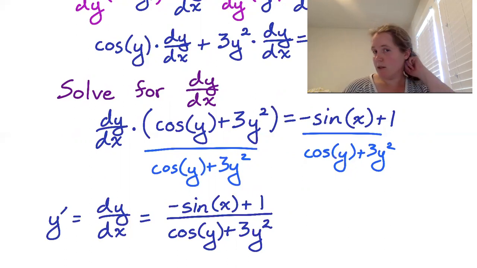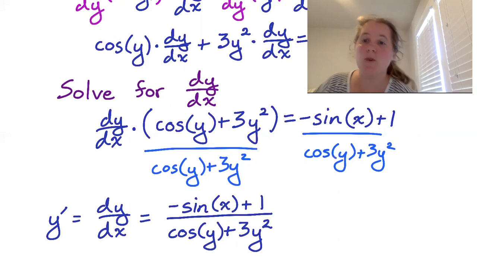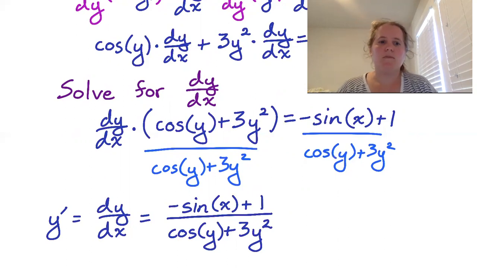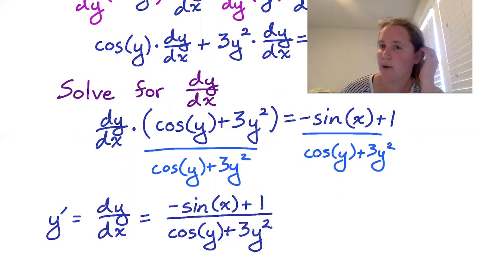I recommend using dy dx's instead of writing y primes as you do implicit differentiation, just because it's easy for y prime to suddenly morph into y if you think that the prime symbol is just a dot that you accidentally wrote. So using dy dx, it's very clear that that is the derivative of y. So that is the first example.